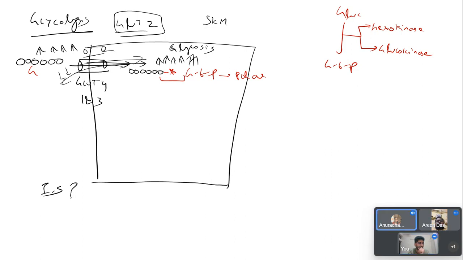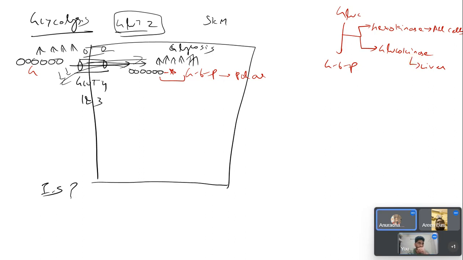I guess hexokinase is present in all the cells and glucokinase is only present in the liver. Yeah, that's true. All cells, and this is in the liver. So why is it present in the liver?